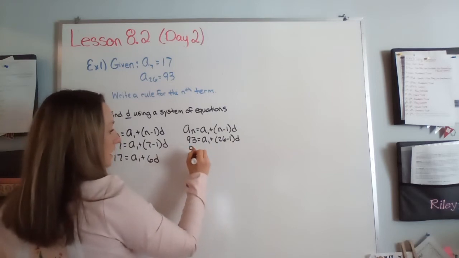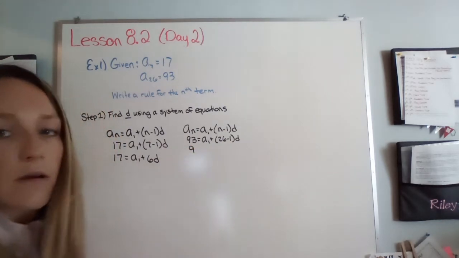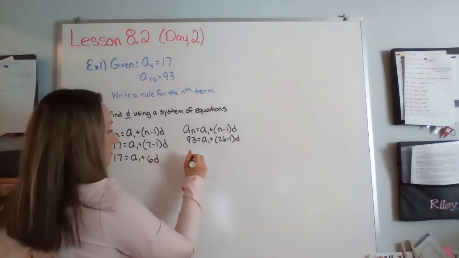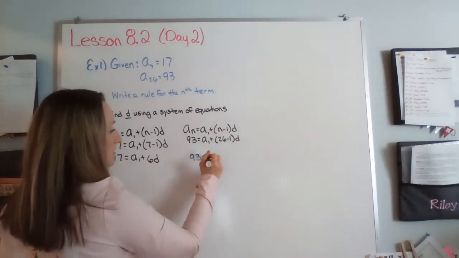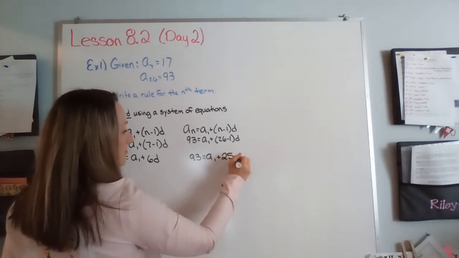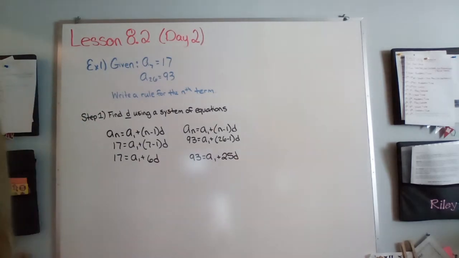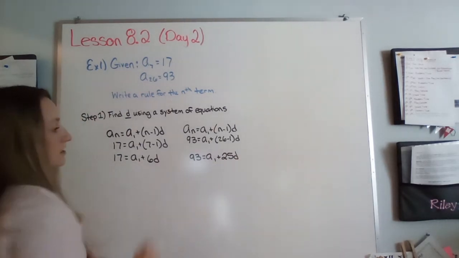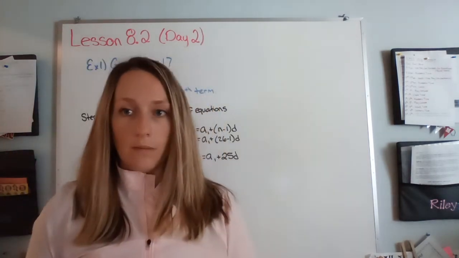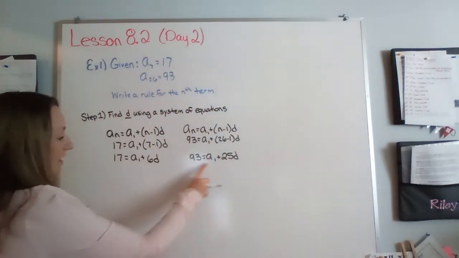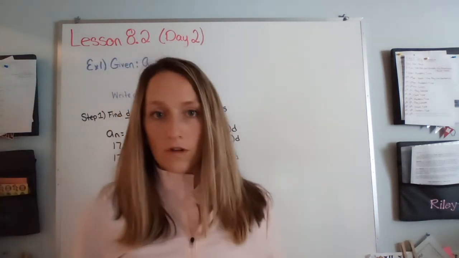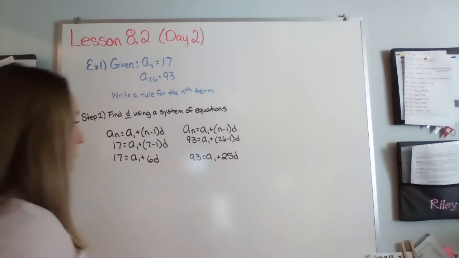So 93 equals a sub 1 plus 26 minus 1 times d. Subtract, and I have 93 equals a sub 1 plus 25d, lined up with the other one. Again, you have a system of equations, and we can solve it using either substitution or elimination. Because they both have a sub 1s with a coefficient of 1, it'll be easy to use elimination.